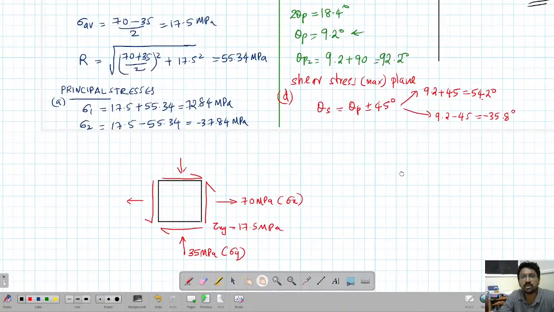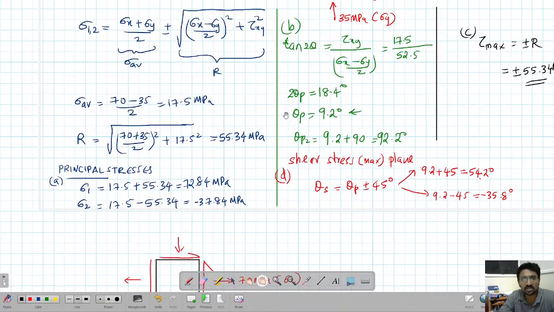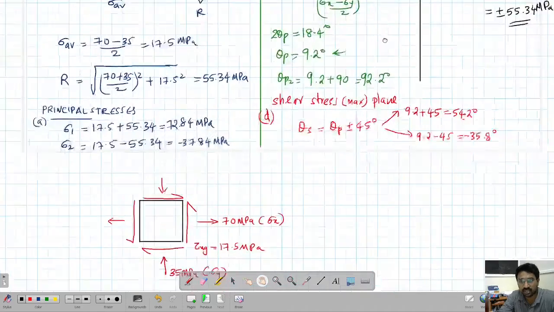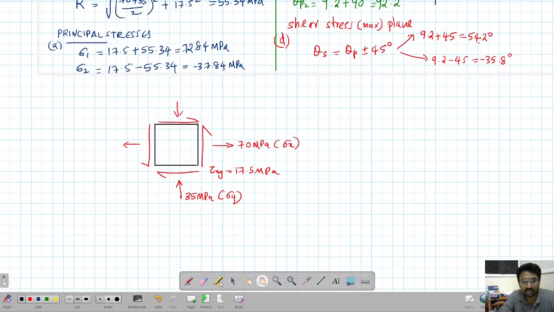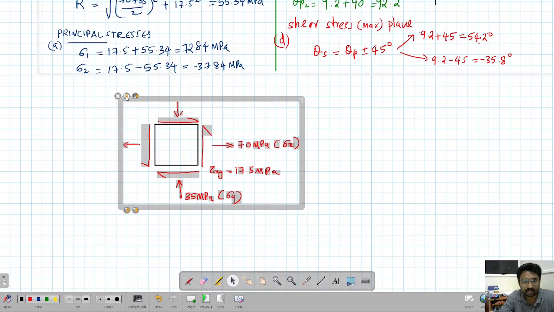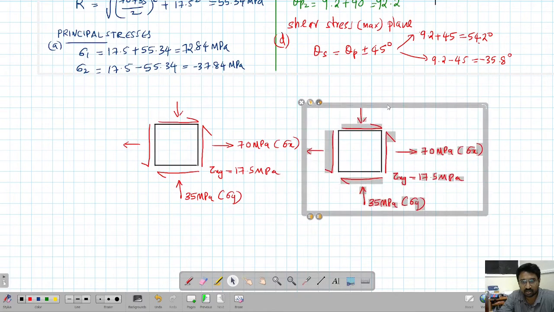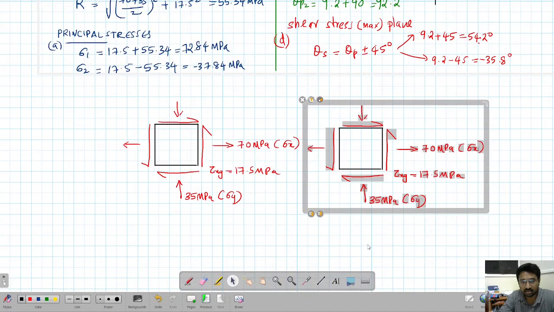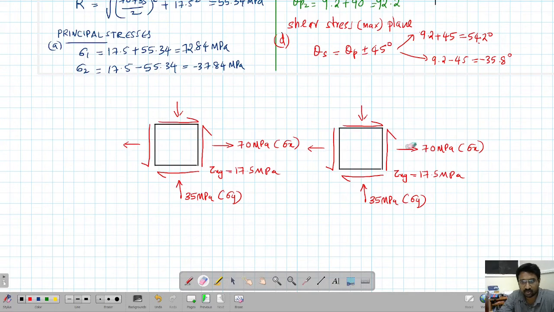Now, for maximum normal stress, we have to rotate it by 9.2 degree. So it's a very small rotation that we have to do. So let's take this stress block. Make a copy of this. I will erase the unnecessary quantities. So shear is not required.